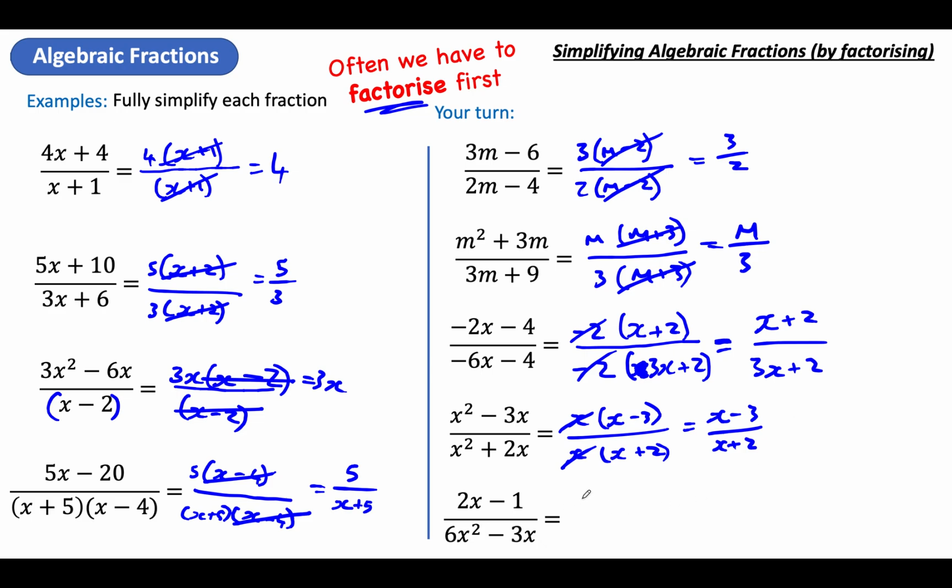Last one. Okay, the top doesn't seem to factorise at all. So let's have a look at the bottom, see what that does. Well, I could divide these by 3x. 3x could come out of both of these elements. So let's put 3x outside a bracket. I need to make 6x squared, so I times it by 2 and by another x. And I need to make minus 3x, starting with 3x.